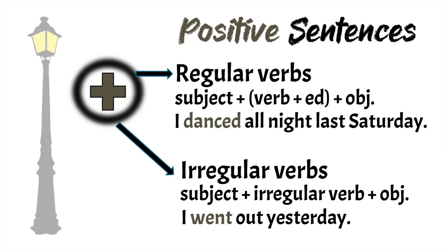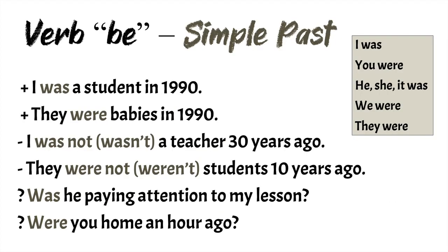Okay, how do I know that dance is a regular verb? Well, we just have to learn them. Okay, the same with the irregular verbs. Irregular verbs, you need to learn them, okay, by memory. So the formula is subject plus irregular verb plus the object. Like in our example, I went out yesterday. So went is the irregular past verb of the verb go. Yes, that's right, go. Okay, what happens with the verb to be?